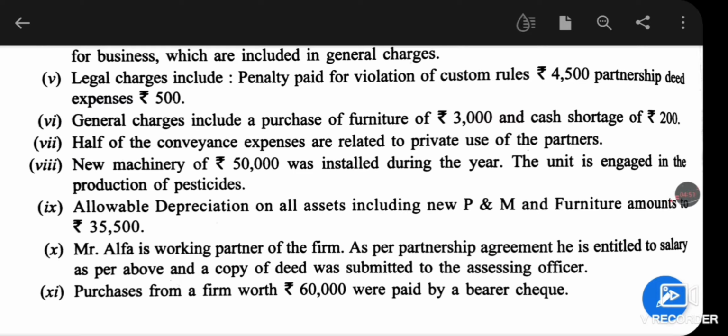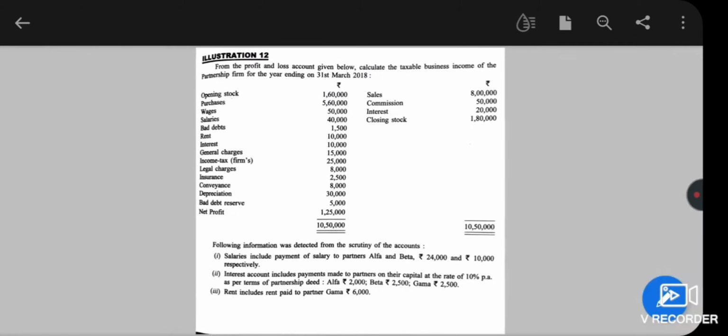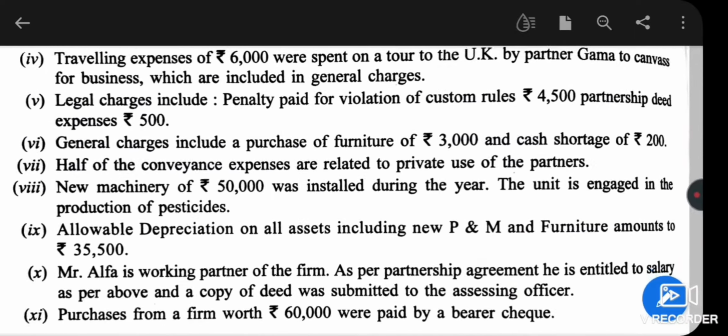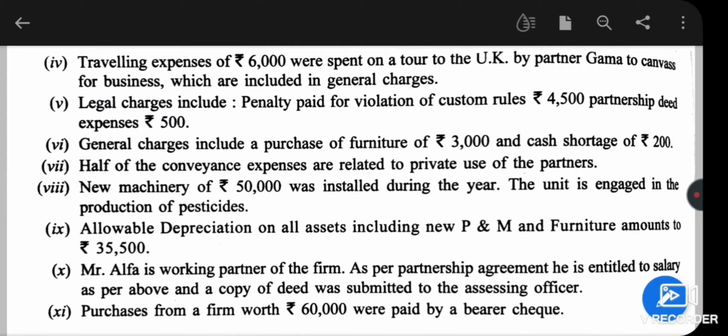And then point number 7, half of the conveyance expenses are related to private use of the partners. So if it's for the private use, it means their personal use, and personal use doesn't relate to the business. So half of the total conveyance expenses, half of 8,000, will belong to the partners, and the remaining half is for the firm. So one half will be disallowed, one half will be allowed as a deduction.